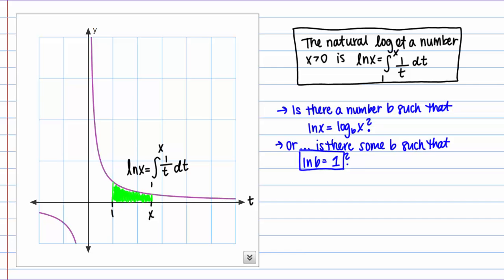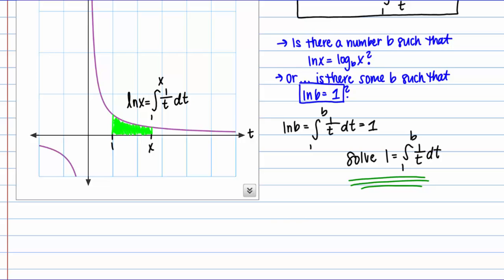Okay, so the definition of the natural log is up here, right? The natural log of x equals this definite integral. So if I plug in b there, I'm going to get the natural log of b equals the integral from 1 to b of 1 over t dt, and I'm wanting that to equal 1. So then what I could write is that I want to solve 1 equals the integral from 1 to b of 1 over t dt. Well, first of all, let's ask the question, can we even know that there's a solution? And the answer is yes. We actually can know this, and let me tell you why.